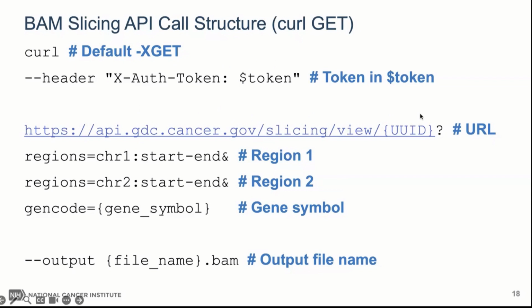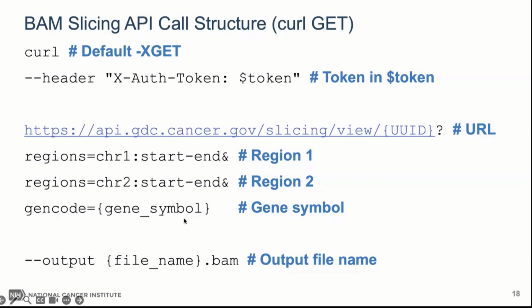So after the file ID comes a question mark, and the regions are specified here. So we would have regions equals chromosome 1 colon the start dash end and then ampersand and then the next regions, and then after that you could do something like GenCode equals, and then that's how the gene symbol is specified.